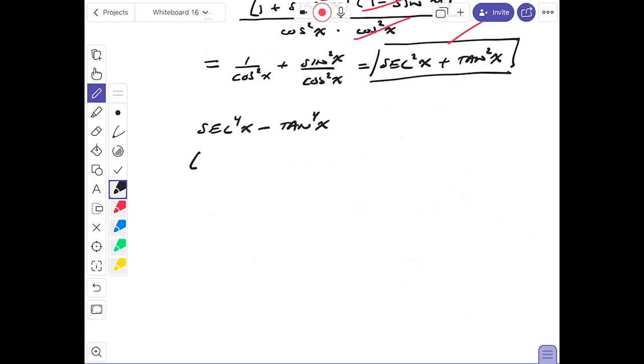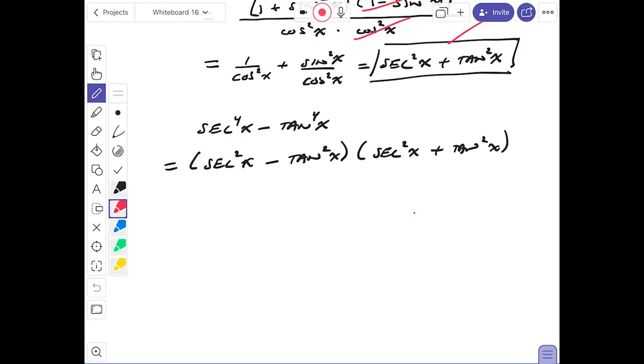Well, I can factor that. What do you get? Secant squared x minus tangent squared x times secant squared x plus tangent squared x. This is factoring, by the way. Yeah, for some students, it actually made it worse. But what do I now know? I know I got a Pythagorean identity. And let me write that down for you. I'm going to put it in red again for you.